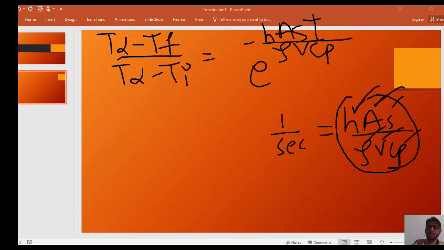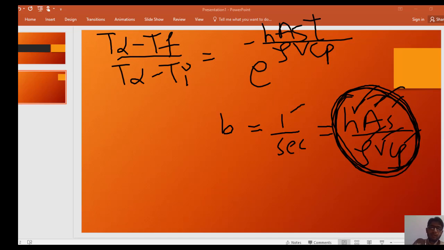In this case, the unit of these quantities is 1 over second, and we combine these quantities and give a name to them, which is B, and the unit of B is 1 over second.